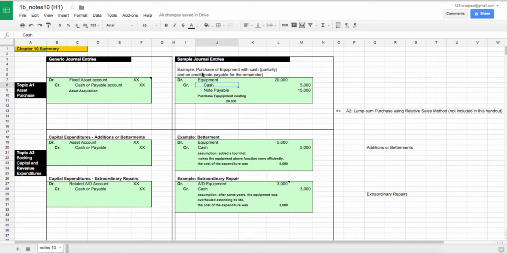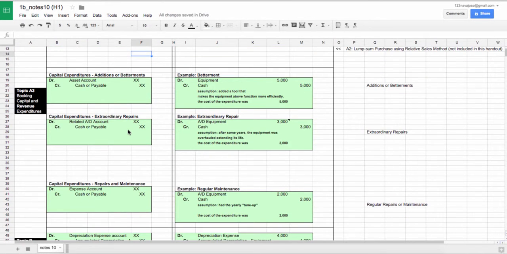On the right side here, I'll give you an example. I'm buying a piece of equipment for $20,000, $5,000 in cash, and financing the rest with a note, $15,000. So you have a debit to equipment and a credit to both cash and note payable.